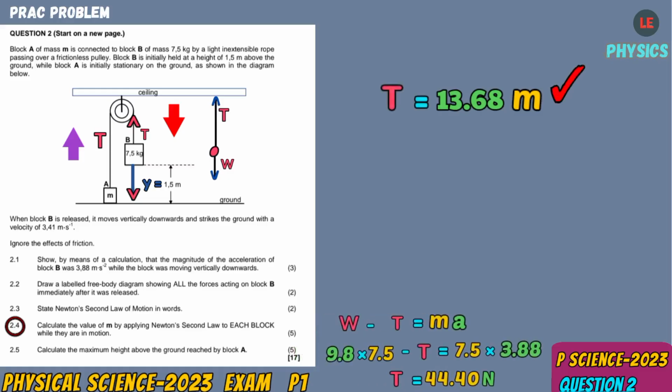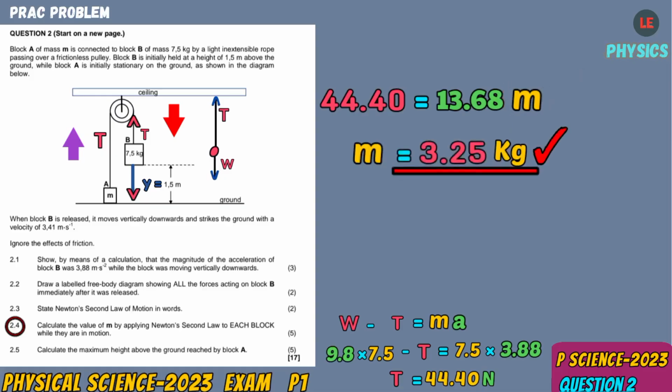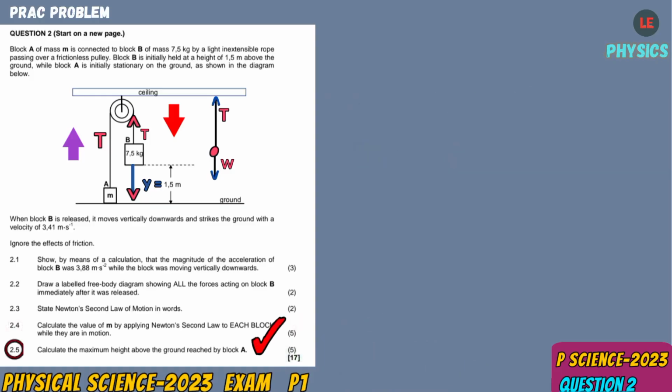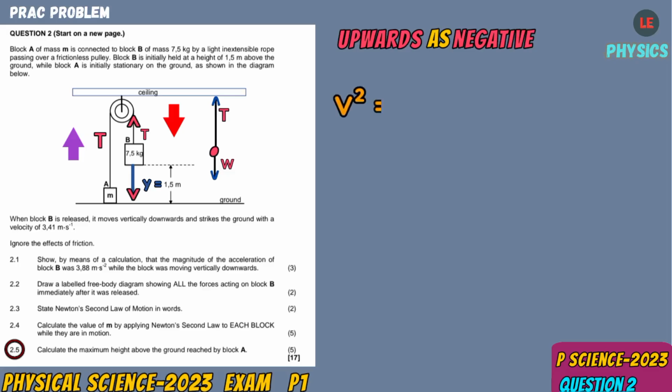We come back to this expression. We replace the tension. Now, only this m is unknown, which is simply getting us the value of m to be 3.25 kg. To calculate the maximum height reached by this block, we firstly calculate the height of the block because they are not in the same size, which means they cannot hold the exact same height. We apply this equation of motion.